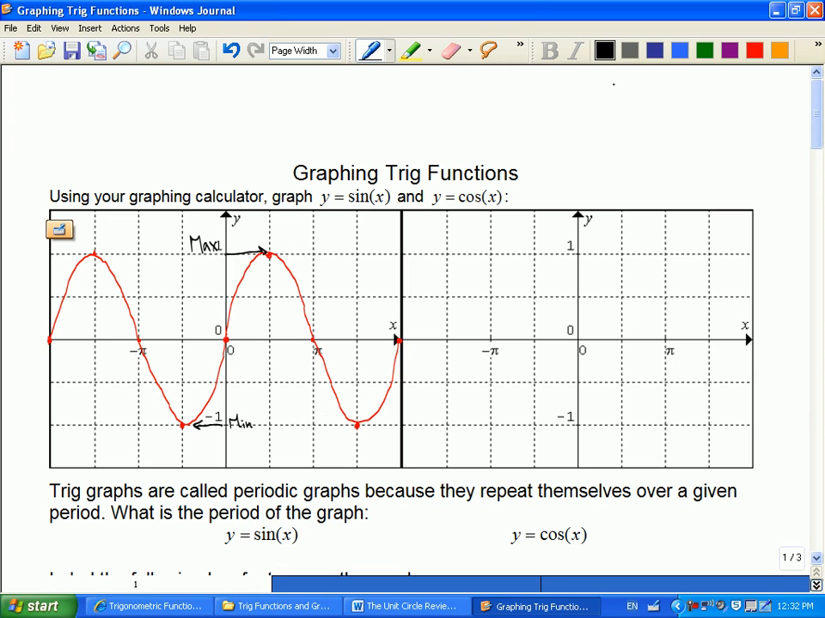And if you can't see quite where these points are, it's 0, then pi/2. The next one here is pi. Then this would be 3 pi/2 and 2 pi. Okay.